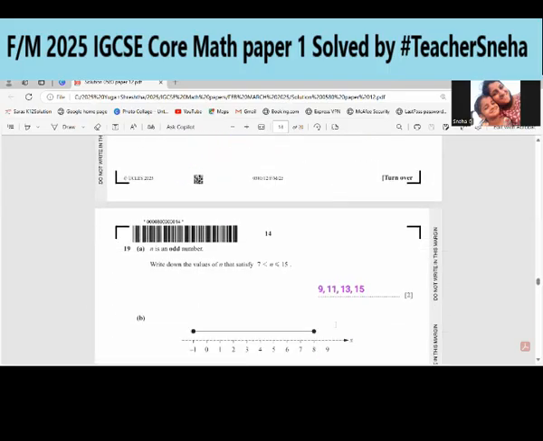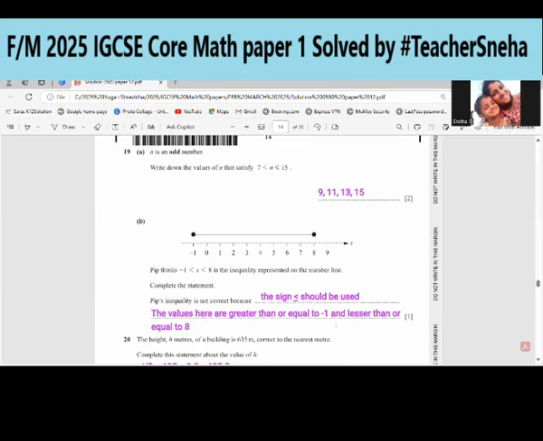Moving further to the 19th question in this paper, n is an odd number. Write down the values of n that satisfy the given inequality. So n has to be greater than 7 and n has to be lesser than or equal to 15. The answer numbers are 9, 11, 13 as well as 15.